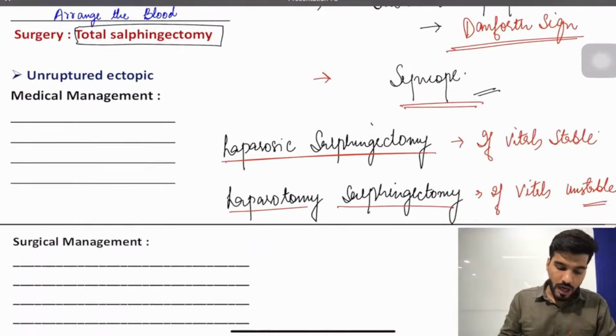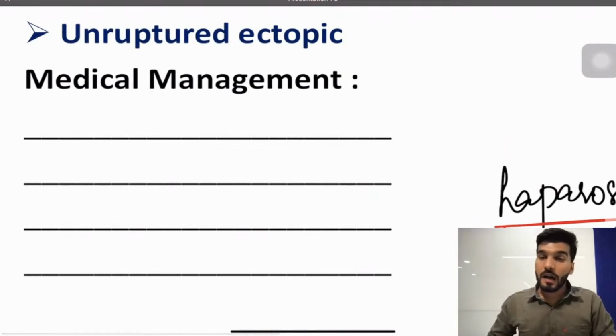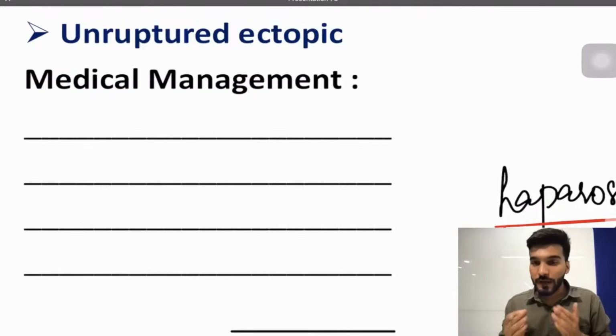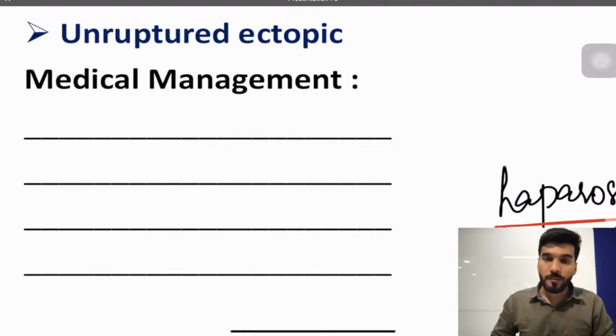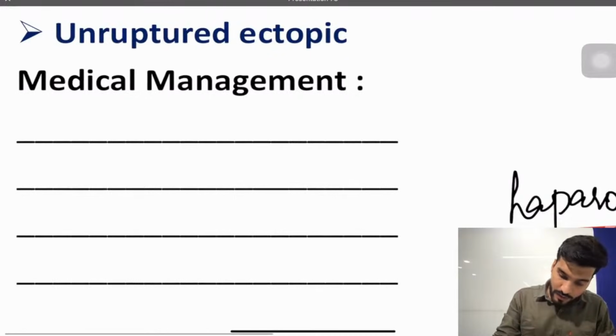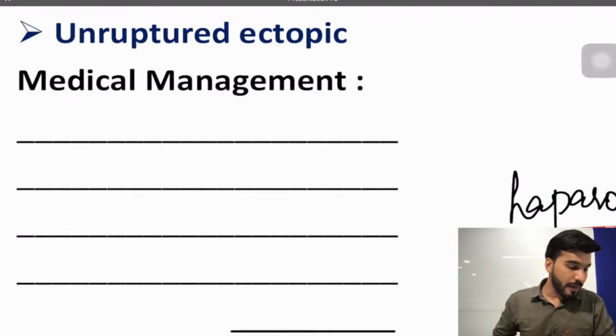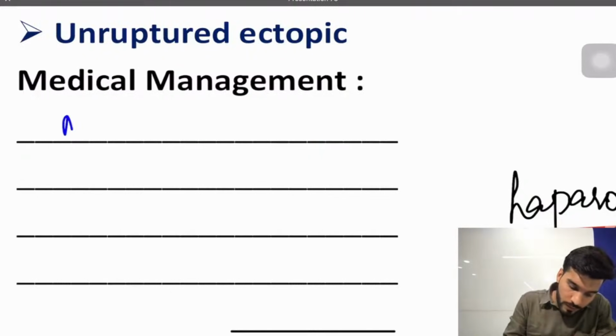Now, in unruptured ectopic pregnancy, we have to try to save the tube. Depending upon the ectopic mass size and the beta HCG levels, we have two options: either we can go for medical management or we can go for surgical management. Now, what are the medical management drugs? Write down in the comment section. What are the medical management drugs in an unruptured ectopic pregnancy? We can go with the most important drug, methotrexate.